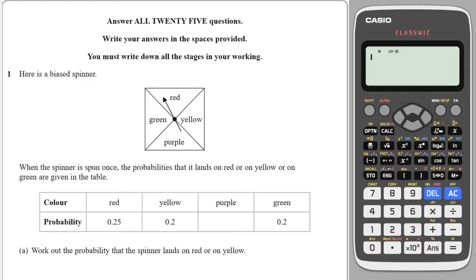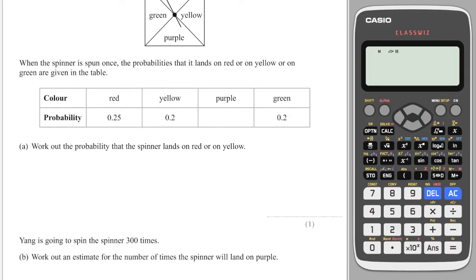Here we go. Right, first question. Probability. You've got a spinner. It says it's spun once. The probability it lands on red or yellow or green or purple is given in the table. Work out the probability it lands on red or yellow. Well, red or yellow are these two. And whenever you hear the word or in probability, it means you need to add them. So it's 0.25 plus 0.2, which is 0.45.